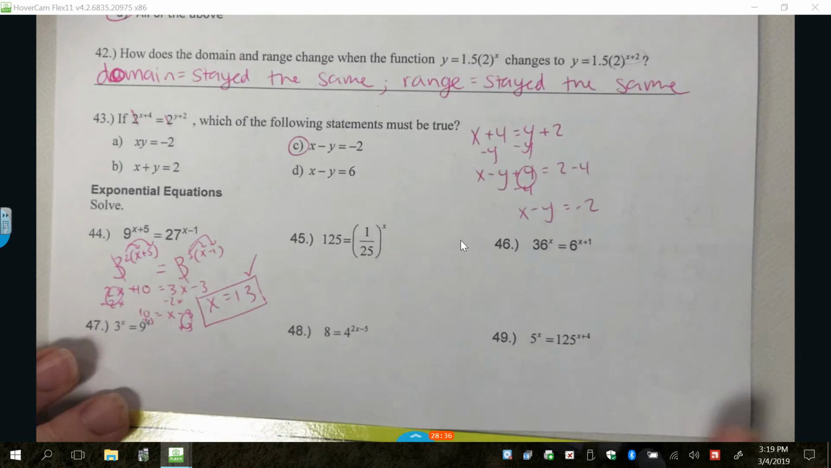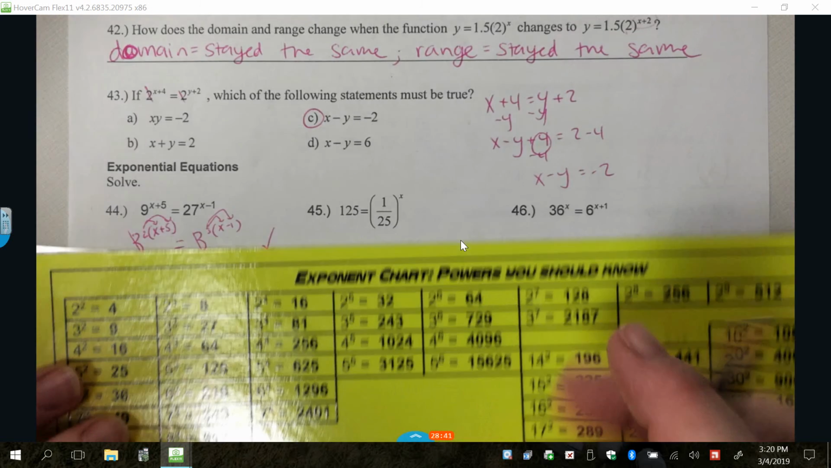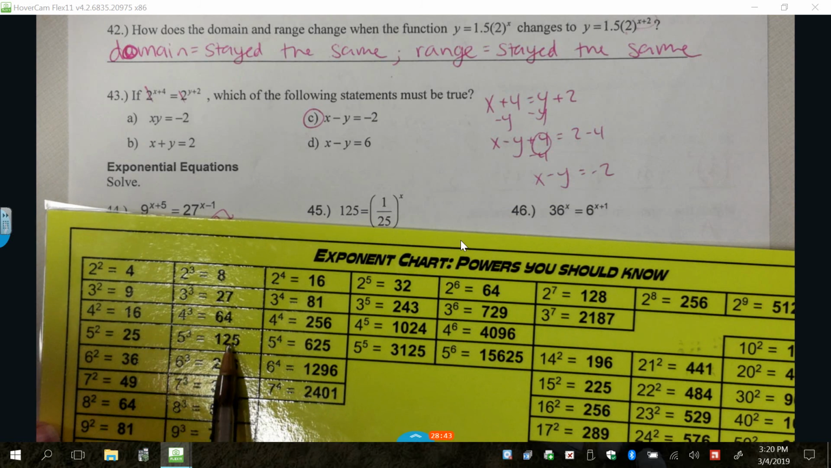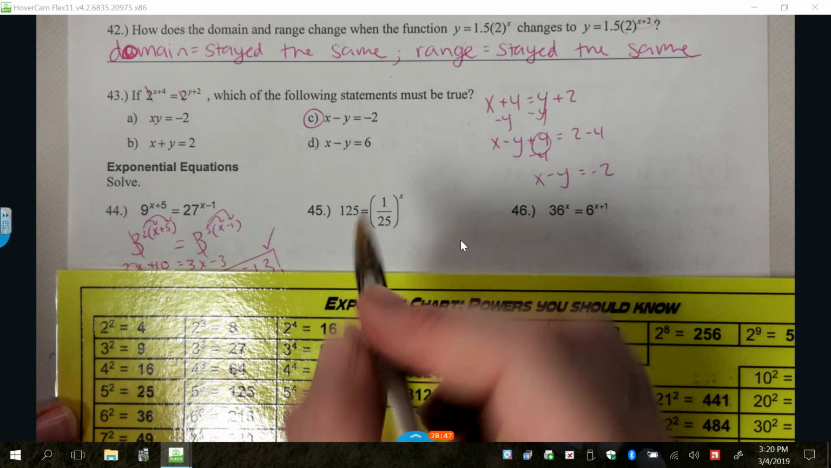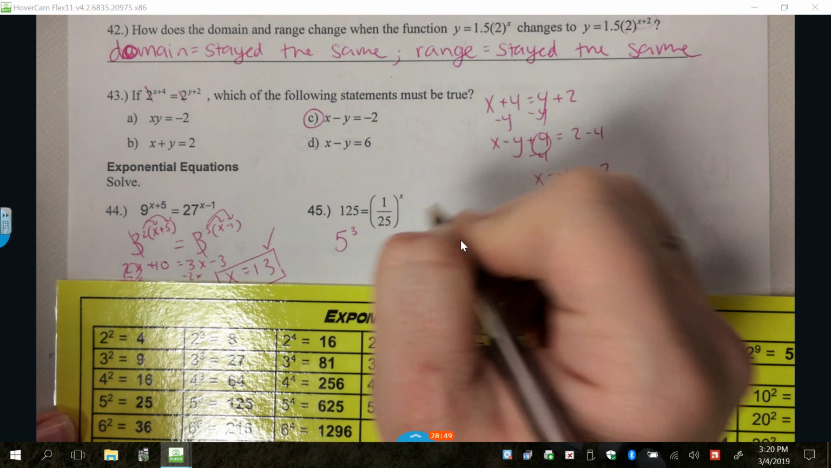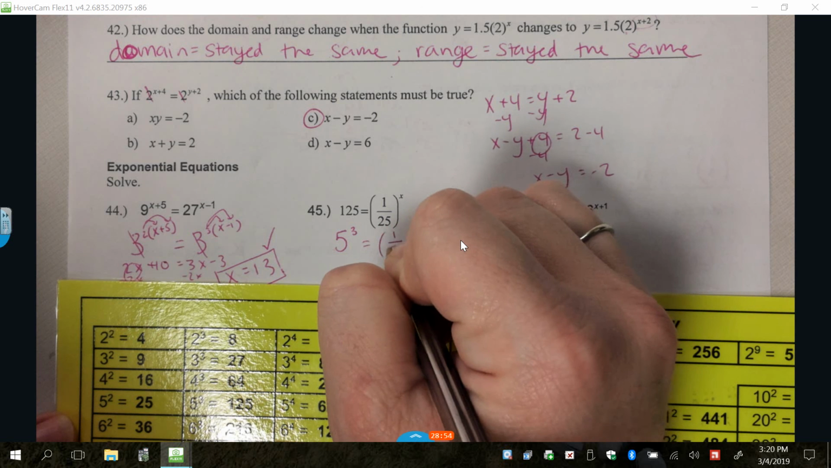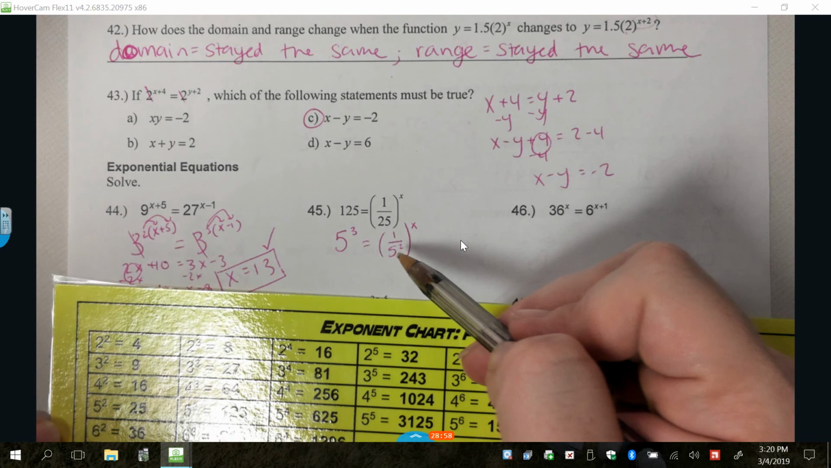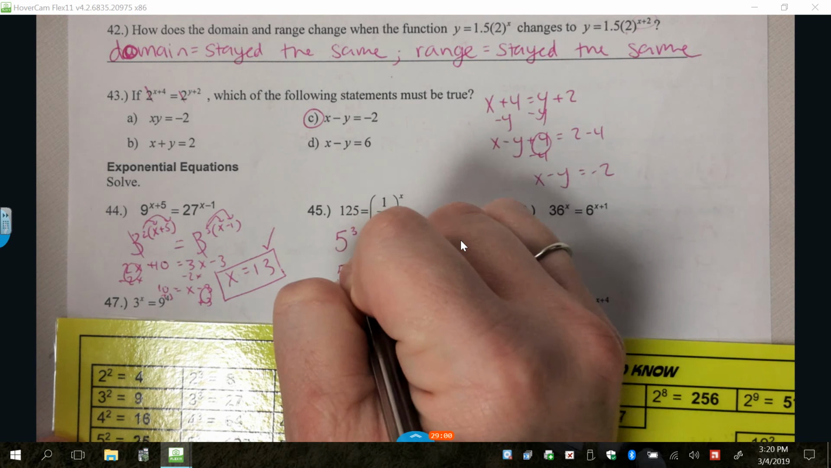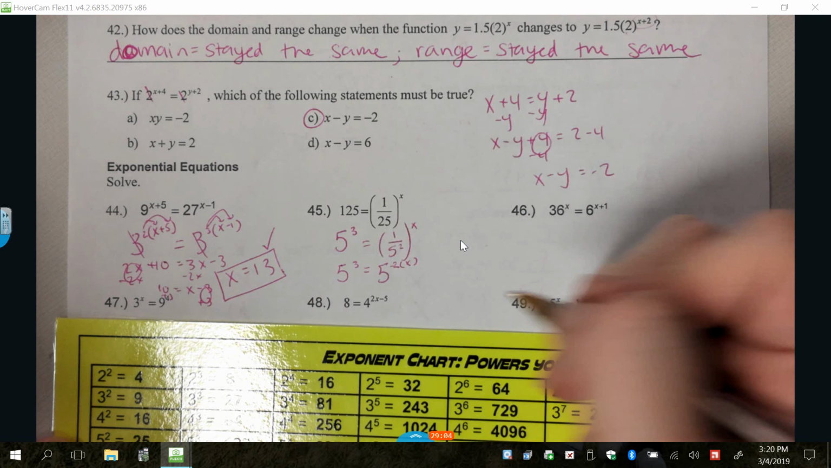Okay, now let's look at 45. So I have 25 and I have 125. If you look, 25, 125, 5 is going to be their base number. So 125 is 5 to the 3rd power. Then here I can get 1 over 5 squared to the x power. But to get rid of the fraction, I have to make it negative. So I have 5 to the 3rd power equals 5 to the -2 times x.